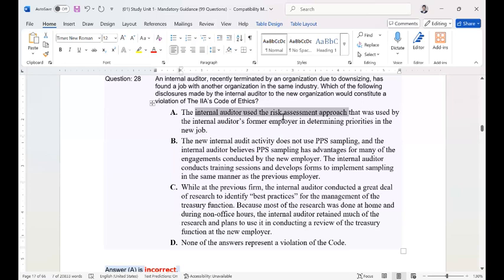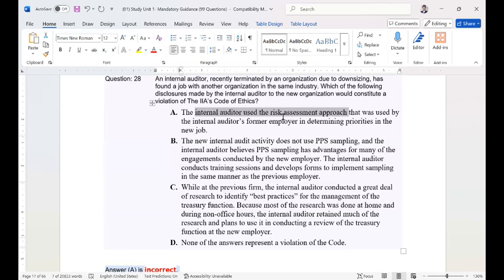Risk assessment approach, of course, if the approach is based on ISO 31000 or COSO, it's not a copyright violation. Most of these organizations have an approach. Let's see. The new internal audit activity does not use PPS sampling, and the internal auditor believes PPS sampling has advantages for many of the engagements conducted by the new employer. The internal auditor conducts training sessions and develops forms to implement sampling in the same manner. So he's training and trying to introduce something.